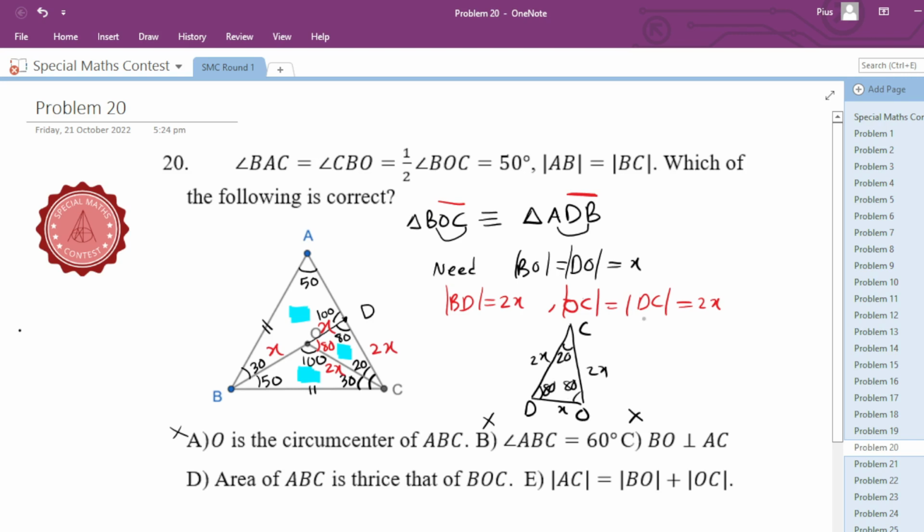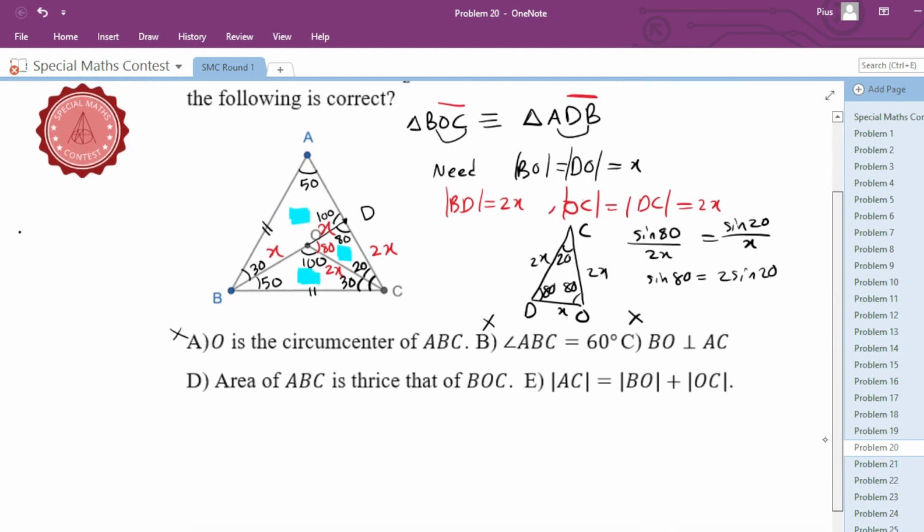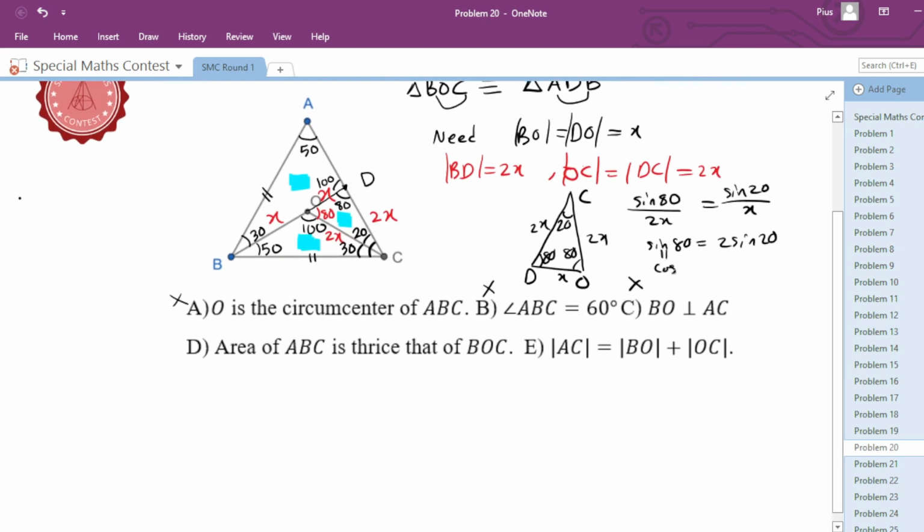So we just use the sine rule now to check that this is an actual triangle. We have sine 80 over the opposite side, which is 2x, should be equal to sine 20 over x. Here x cancels out, so this gives sine 80 is 2 sine 20. Now sine 80 is the same as cos 10, and sine 20 is the same as 2 sine 10 cos 10, using the double angle formula.